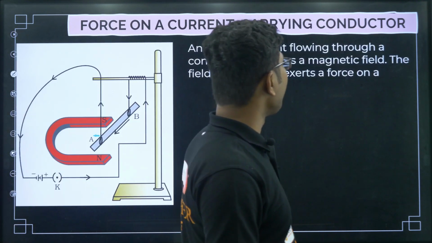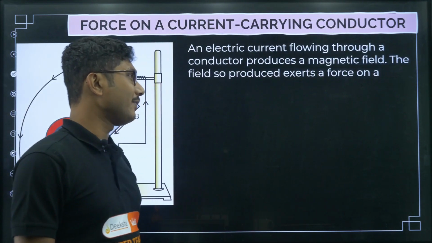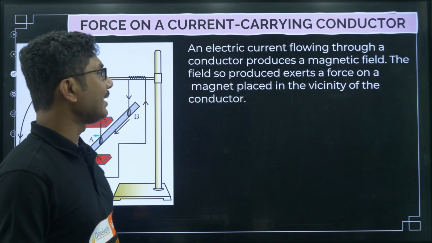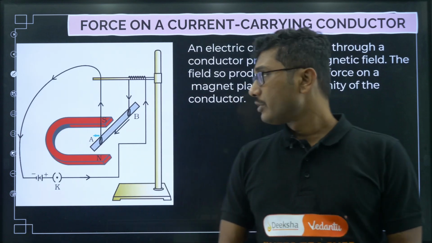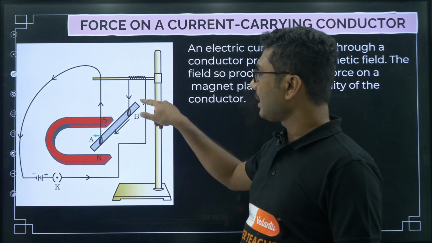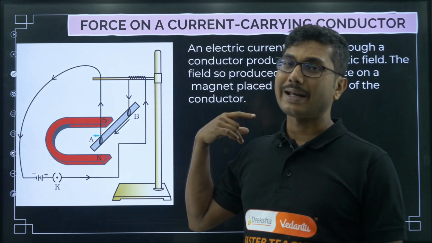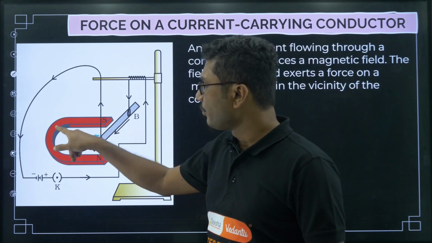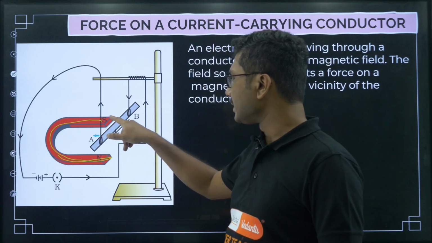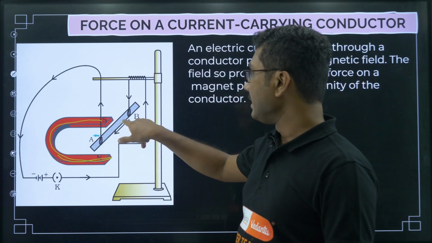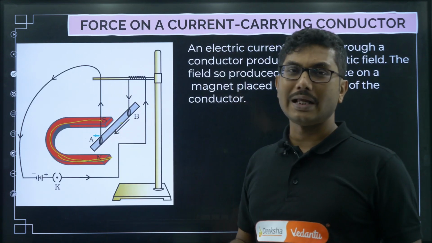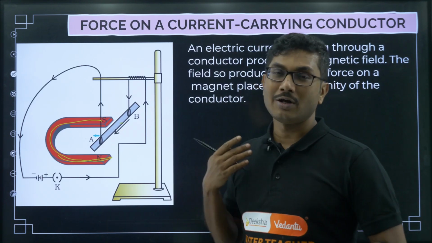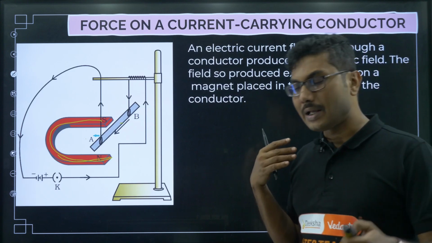Now, force on a current carrying conductor. An electric current flowing through a conductor produces a magnetic field. The field so produced exerts a force on a magnet placed in the vicinity of the conductor. So as we know, if there is a conductor with a current flowing through it, a magnetic field is produced as well. If you place a permanent magnet around this conductor, the two magnetic fields will interact with each other and affect each other. What is the meaning of affect each other? They will apply a force on each other.